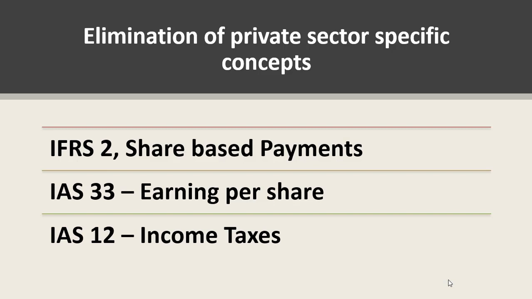Then last but not least is the elimination of private sector specific concepts. You'll see that concepts to do with IFRS 2, which is share-based payments, are not there in IPSAS. IAS 33 earnings per share, you will not find that in IPSAS, as well as IAS 12 income taxes, because the bulk of public sector entities are not required to pay tax. So to the extent to which an entity is required to pay tax, it will have to apply the specific IFRS.